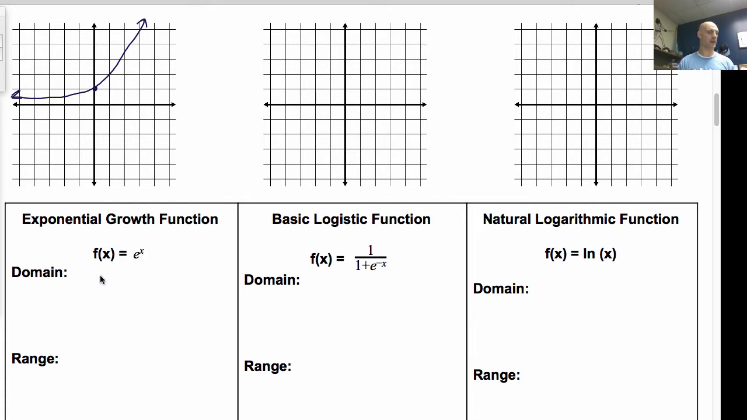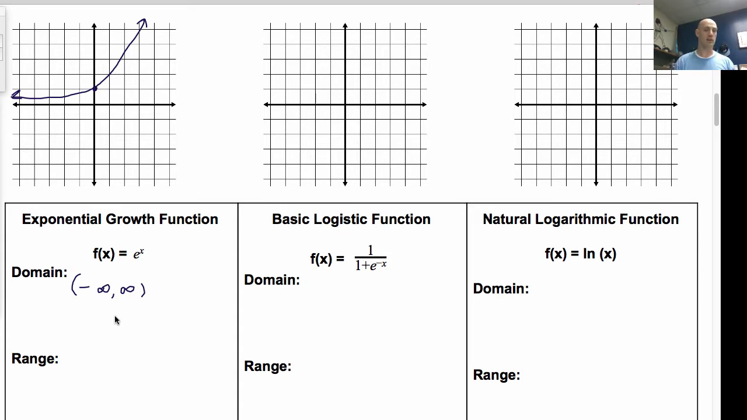Our domain, check it out. What's our domain? For our domain, no restrictions here, right? You can raise e to a negative power. You can raise e to a positive power. It gets really big really quickly or really small really quickly, but you can put in anything.